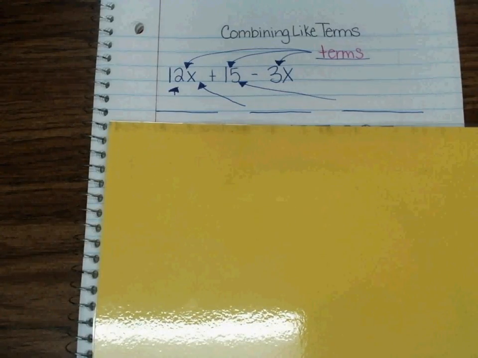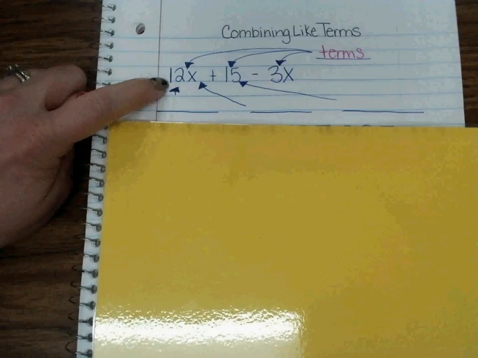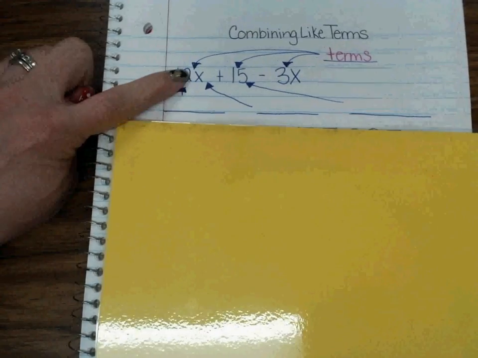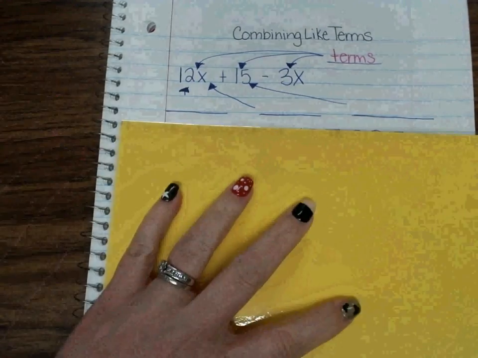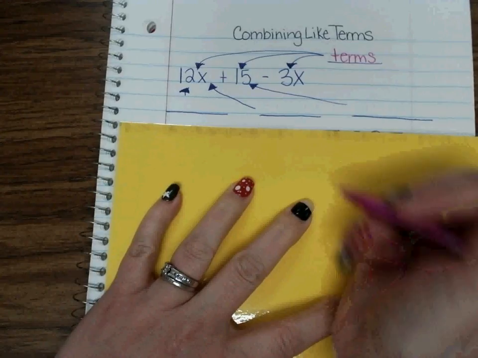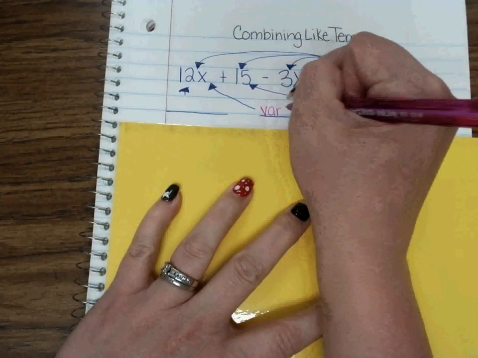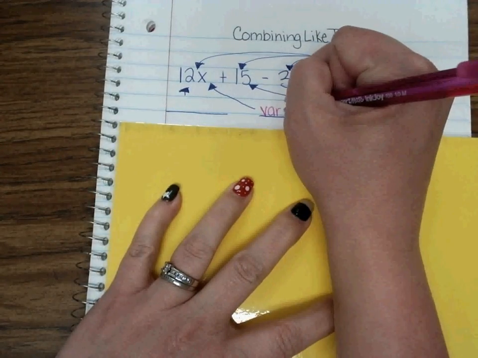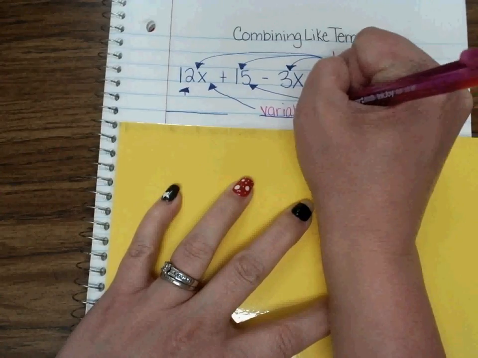So this first number, that 12, that's attached to my x. Now we know what x is. What do we call x, Miss Sarles? X is a variable. Now remember, we've talked about variables. Variables. See, I'm not great at spelling.